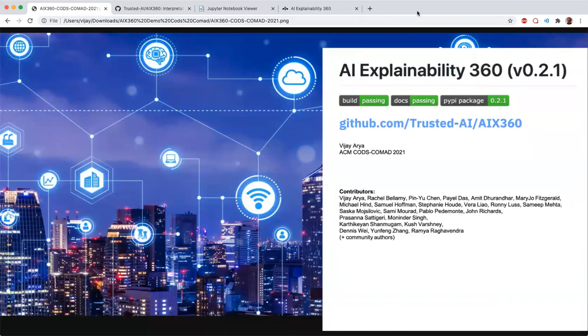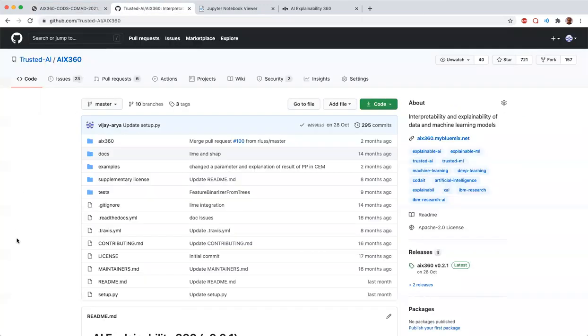Hello friends, my name is Vijay, and in this demo I'm presenting the AI Explainability 360 Toolkit. This is an open source library released by IBM Research to help explain AI models and their predictions. So let me go to the GitHub web link.